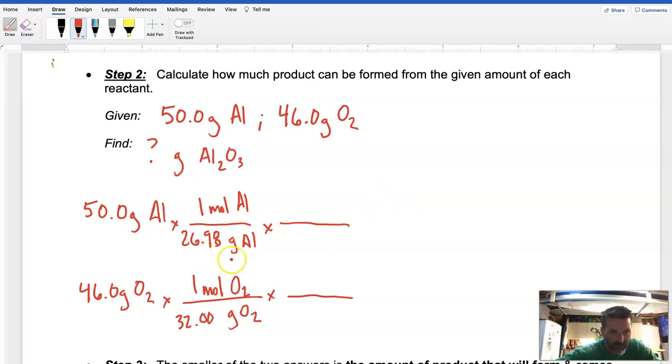But that first step, if you remember, was always right off the periodic table. Now my next step, I'm going to put moles of aluminum on the bottom, moles of oxygen, and now this is where I'm going to use the mole ratio right off the balanced equation.